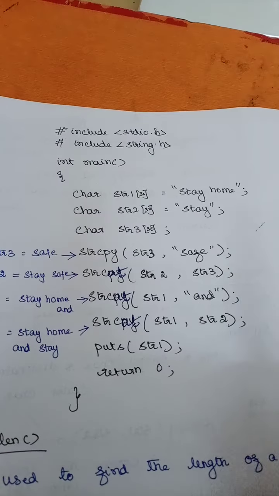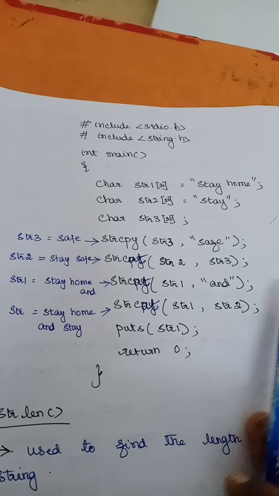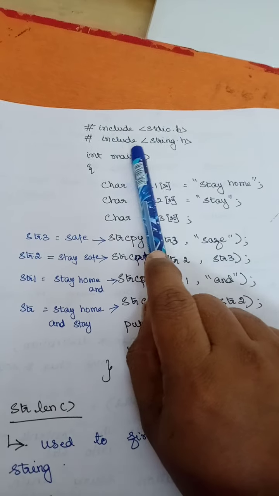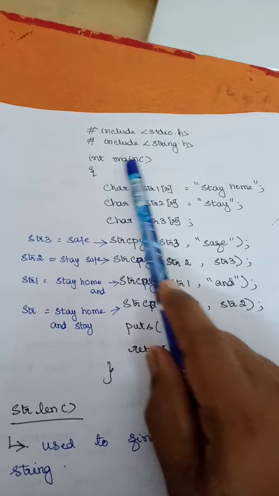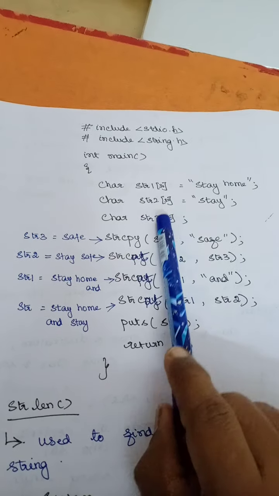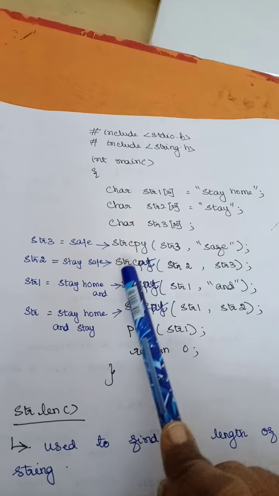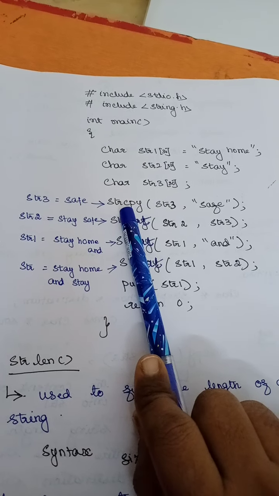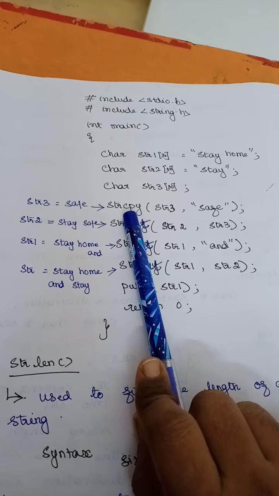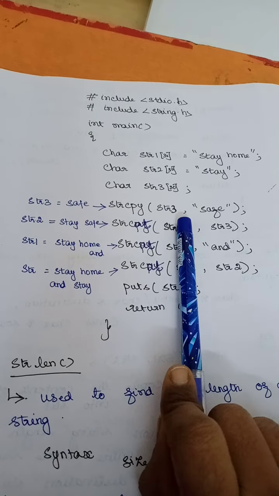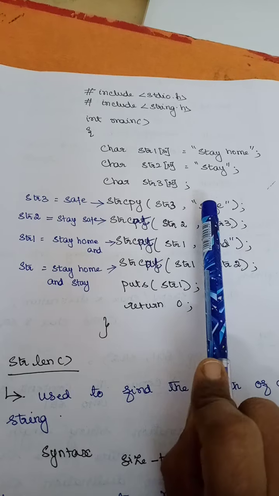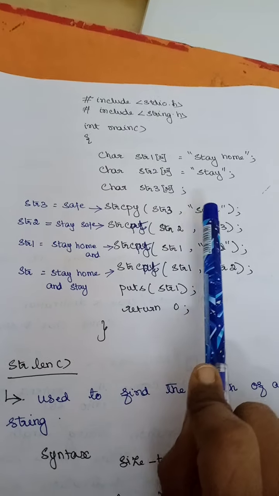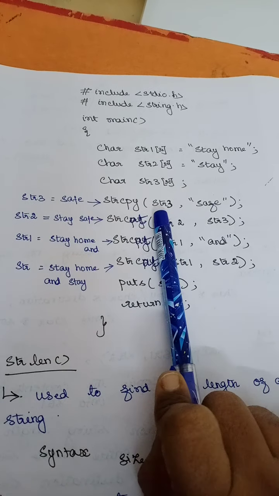So this is going to be the example. #include <stdio.h> and #include <string.h>, int main. And here I have 3 character arrays, right? And here I am going to do the copy operation. So I am using the library function strcpy, right? So str3 comma "safe". Here I can give the string to be copied directly to my array. So here "safe" will be copied to my str3.